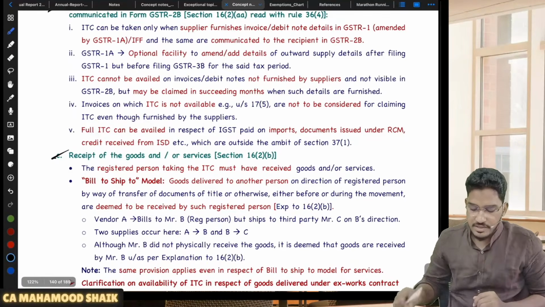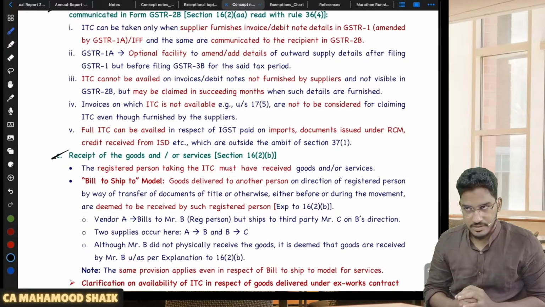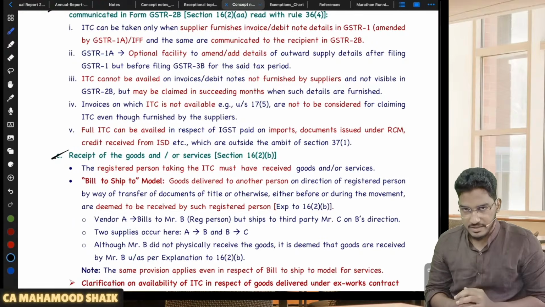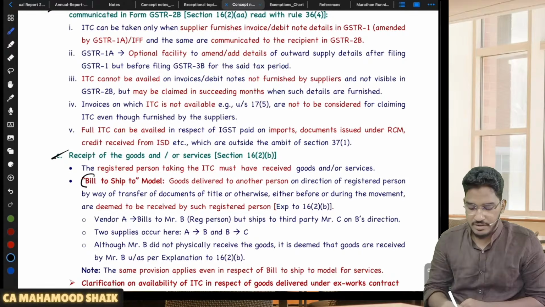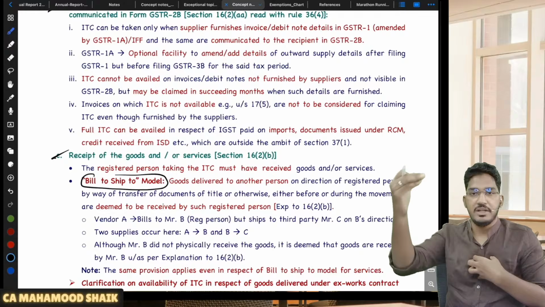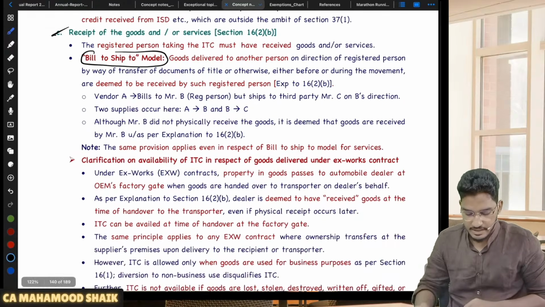You must have actually received the goods or services. In order to avail the input tax credit, you must receive the goods or services. So if you have not yet received the goods, you have to wait till you receive the goods or services in order to avail the input tax credit. However, in case of bill to ship to transactions, it will be deemed that you have received the goods. Even though you have ordered your supplier to send the goods to a third party, it will be deemed as if you have received it, and you can avail the ITC.